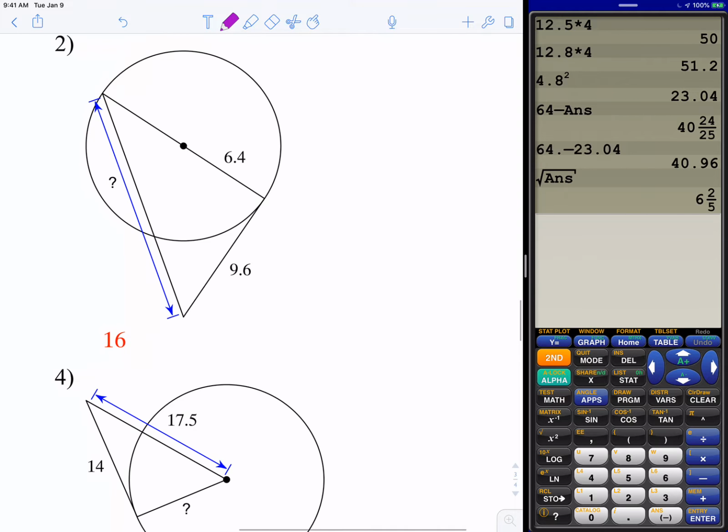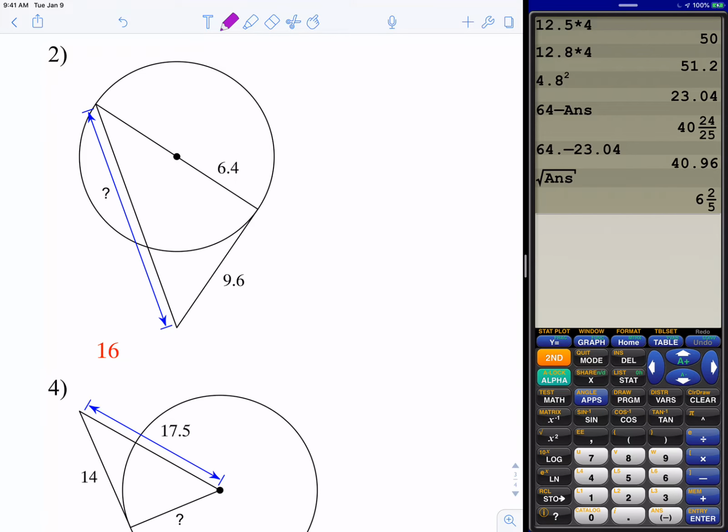All right, number 2. Now from here on out, I'm just going to set up the problems. If you need help with solving, you can ask a buddy or come to tutoring or see me on Friday. But from here on out, I'm just going to set up the problems for us.